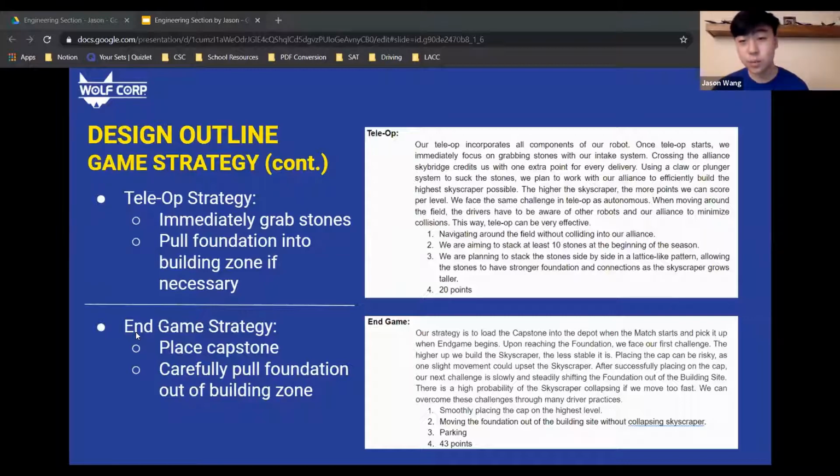For our endgame strategy, we wanted to load the capstone in the depot, retrieve it during endgame, and then place it at the very top of our skyscraper. After all of that, we would then pull the foundation out of the building zone, then park it in the parking zone. And endgame this year was especially tricky, especially due to the height of the skyscrapers. So as it goes bigger, as it goes taller, it's a lot easier to knock it down. And so that was one of the challenges we predicted we would face during our matches.